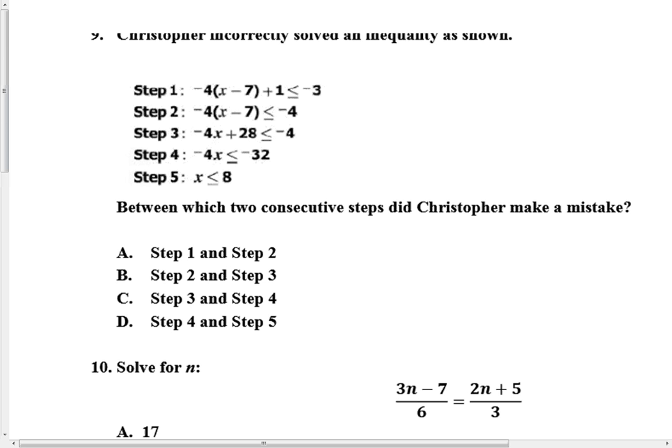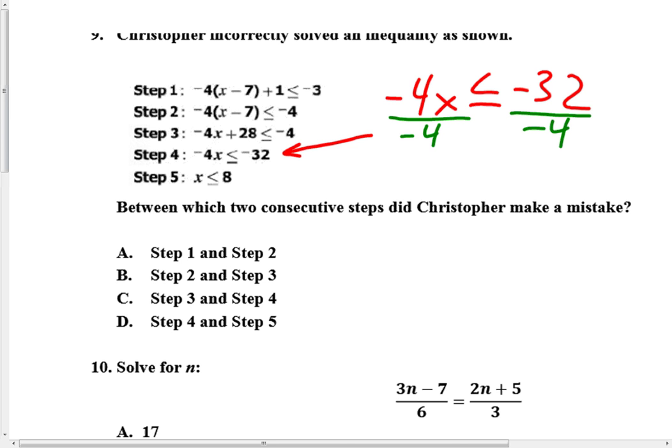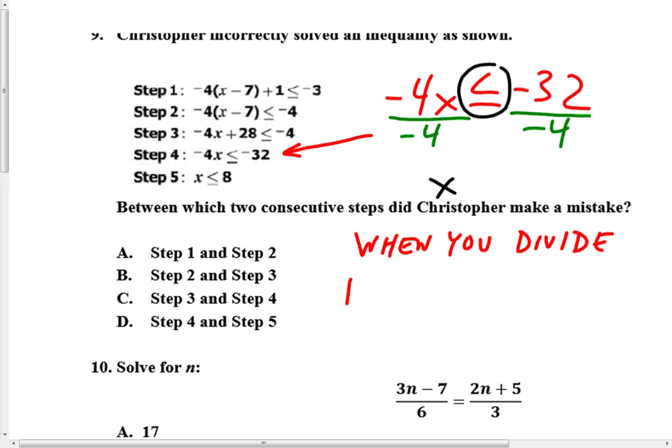When I get to this point right here, what do you need to do to get to the last step? Divide by what? Negative 4. But what happens when you divide by a negative? Oh, flip the sign. Flips the sign. So write that down. That's what this whole problem is about. When you divide by a negative.